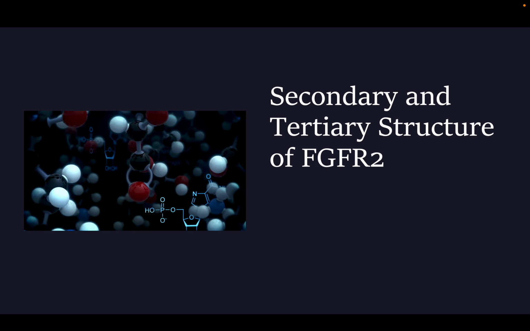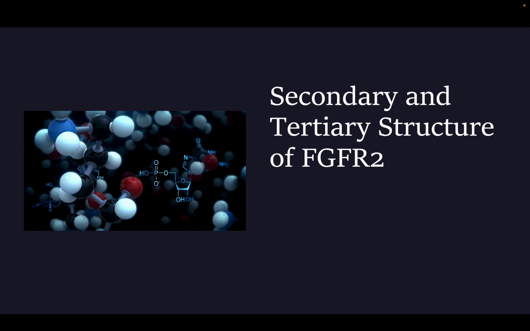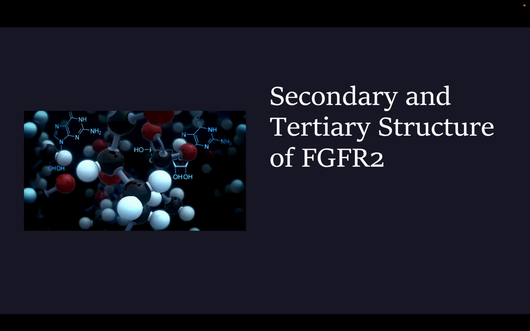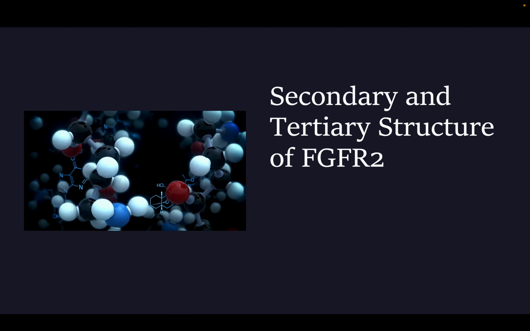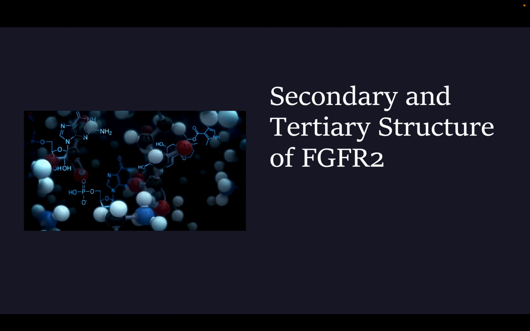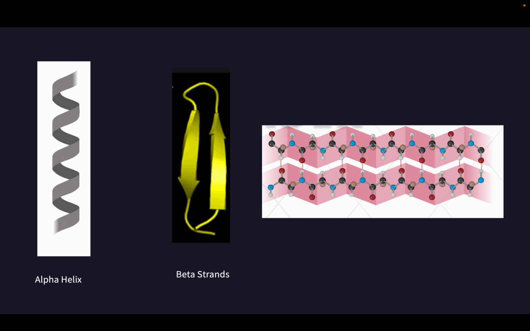We will explore the secondary and tertiary structures found within the FGFR2 receptor. The secondary structure of the protein is put together due to the interactions between amino acids in the sequence of the protein when the protein is being folded. The secondary structure of the FGFR2 receptor is composed of 3 alpha helices and 18 beta strands.